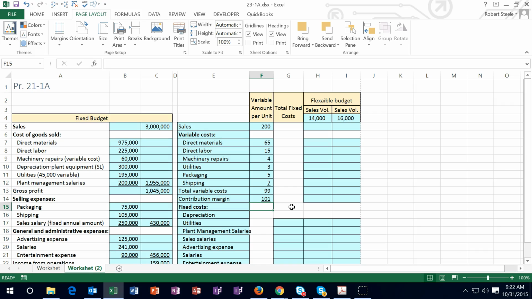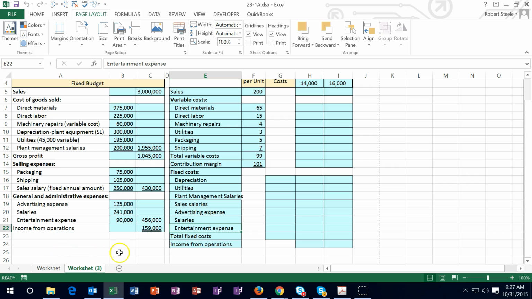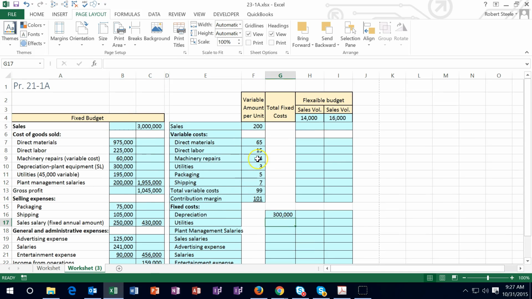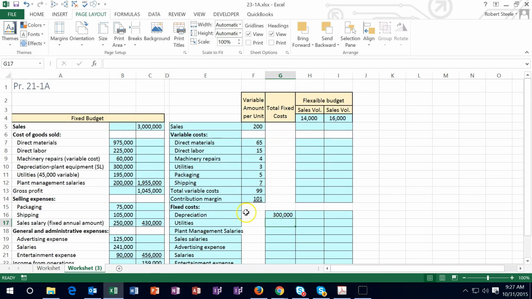So now let's go into our fixed costs down here. Note that the fixed costs are a lot easier in a lot of ways, because they don't change. Something like the rent stays the same every time. So no matter what level of production we have, something like the rent, we still pay the same amount. That's why we're breaking them out by behavior. So if we go down to the depreciation, it's going to be the same. The depreciation is 300,000. Doesn't matter if we produce 15,000 units, 16,000, or 14,000 units.